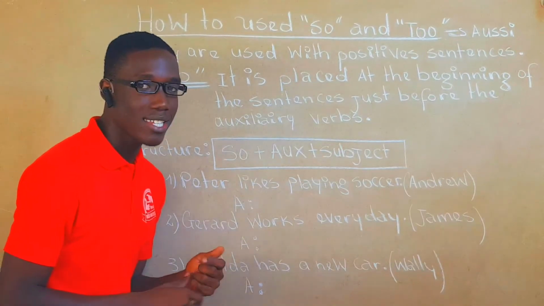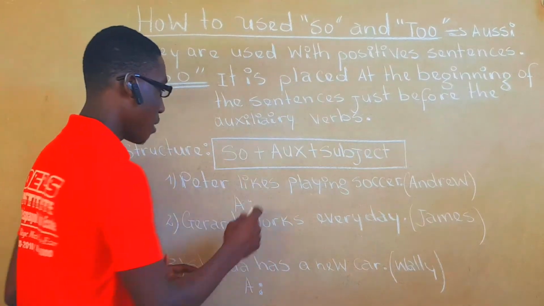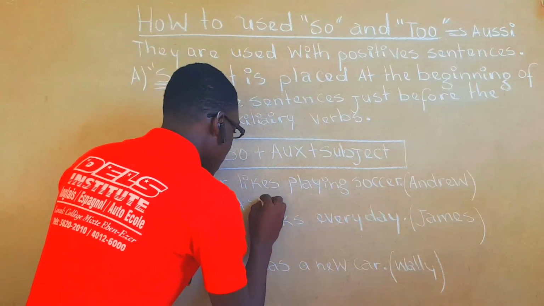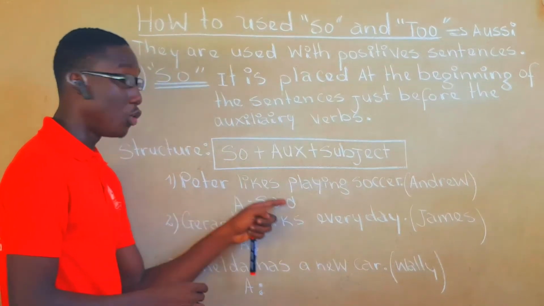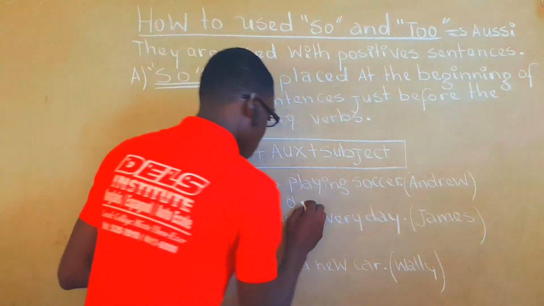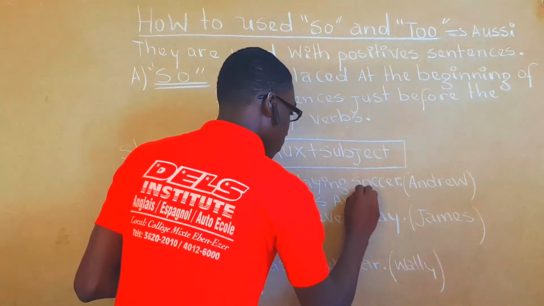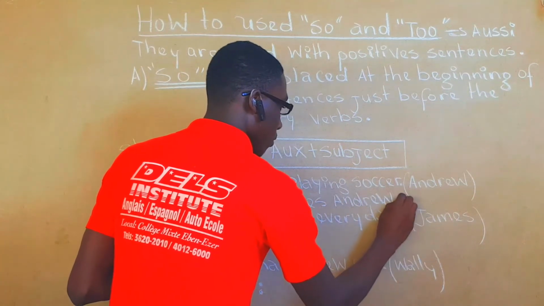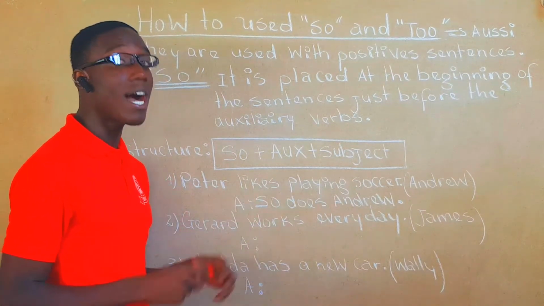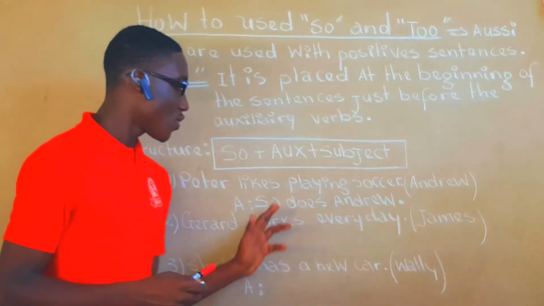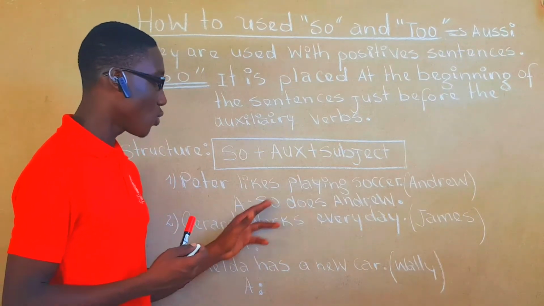Okay. Now this is the first sentence. I say Peter likes playing soccer. Peter likes playing soccer. You can replace Peter by he. You can say he likes, but I say Peter likes playing soccer. If I say Andrew also, the verb like works with the auxiliary do. I say so does Andrew, because we got Peter. I don't say do, it's does. So does Andrew. So does Andrew. Like works with the auxiliary verb do.